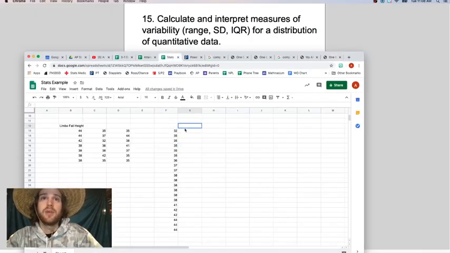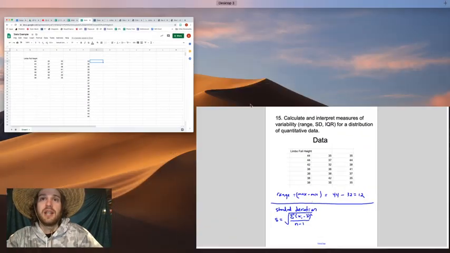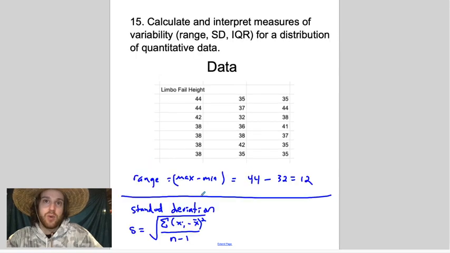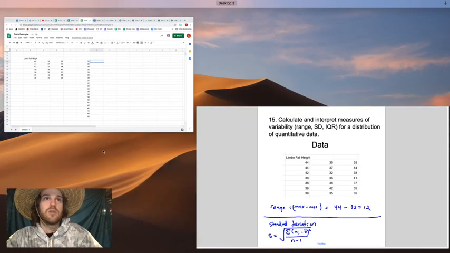So here's all my x sub i's. If we're looking at order of operations here, the last thing is the square root, and we're going to square root the sum divided by n minus 1. So the first thing that we do is we take all of our observations, our x sub i's, and subtract the mean x bar, which we know to be 38.19. Then we're going to square those values and add them all up. So let's go do that.